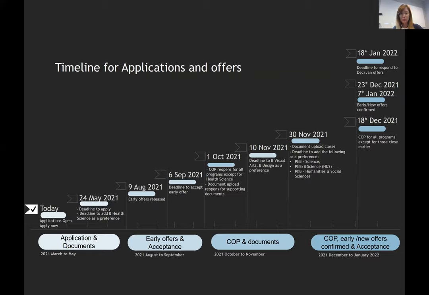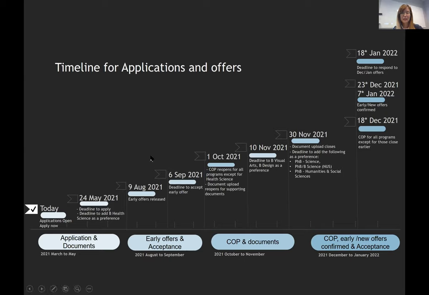The deadline to apply is 24th of May, 2021. But if you have everything ready, you have the documents you need and you've uploaded those, you've completed the application, I would encourage you to submit your application ASAP. So we have time to review your application, and if we need any documentation or any further information from you, then we can contact you and you still have time to provide those documents to us.